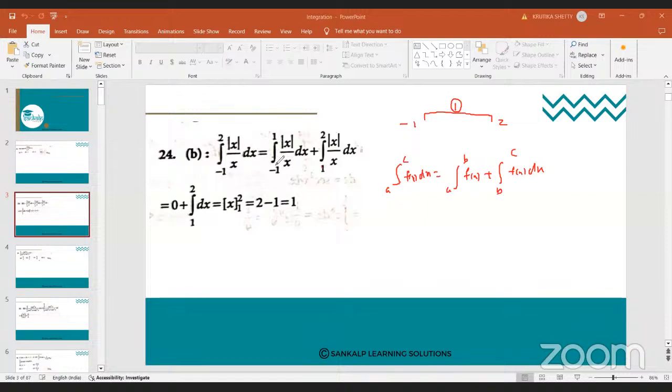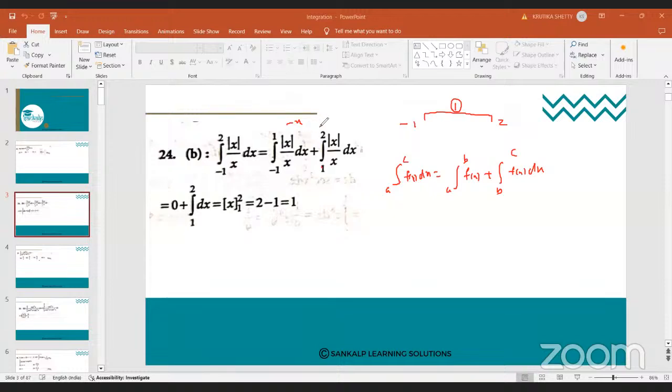See, in -1 to 1, when x is less than 0, we can consider the integral, mod x, I can consider it as -x. So minus x upon x, it will be -1.